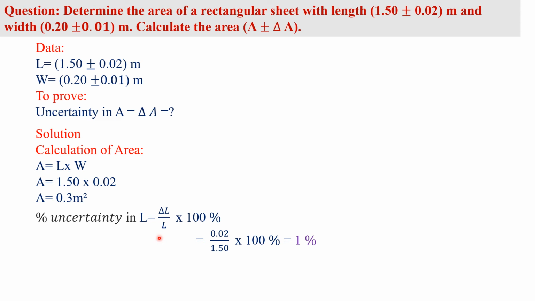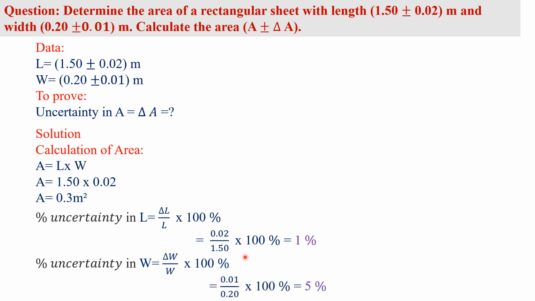So percentage uncertainty in length is equal to least count or absolute uncertainty delta L divided by measured value of length L multiplied by 100%. Putting the values of delta L and L, we get percentage uncertainty in length is equal to 1%. Percentage uncertainty in width is equal to delta W divided by W multiplied by 100%. Putting the values of delta W and W, we get 5% after calculation.